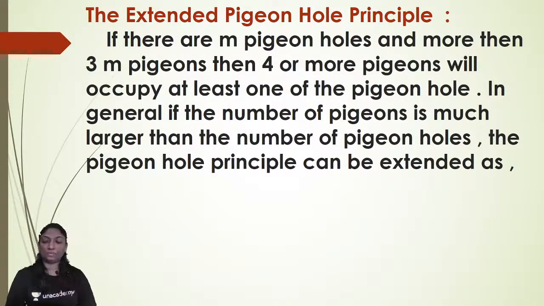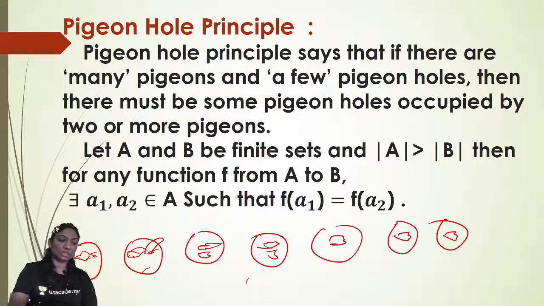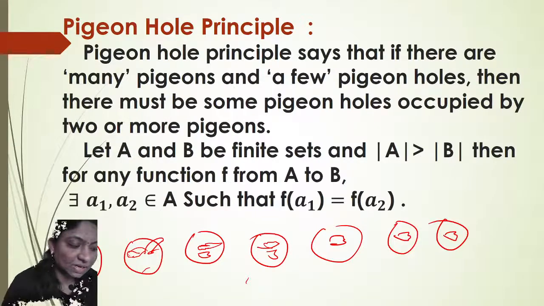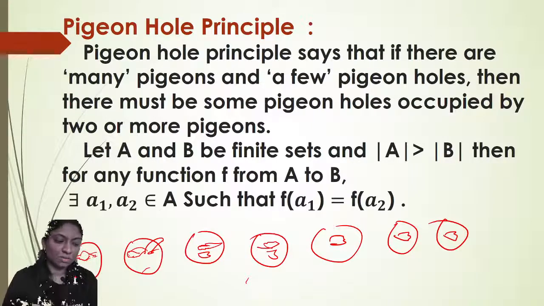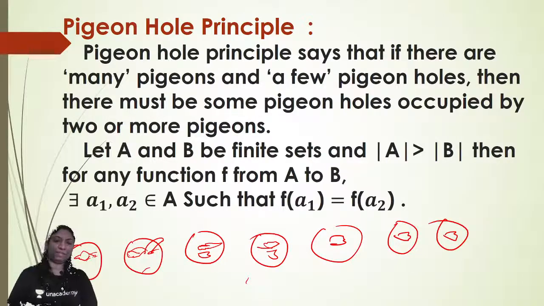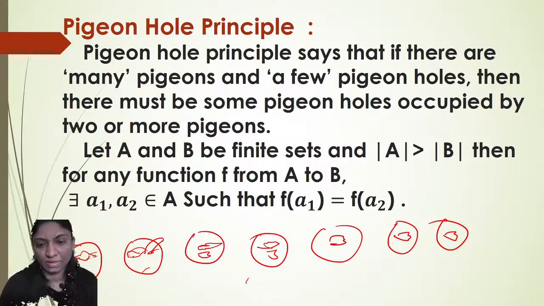Now suppose, for example, 11 shoes are selected from 10 pairs of shoes. There must be a pair of matched shoes among the selections. Here 11 shoes are the pigeons and 10 pairs are the pigeonholes. The pigeonhole principle is also known as the shoebox argument.